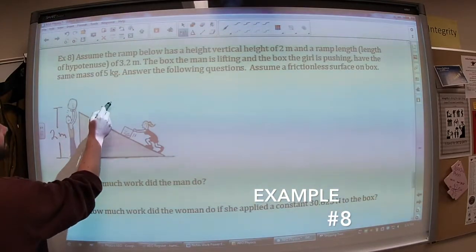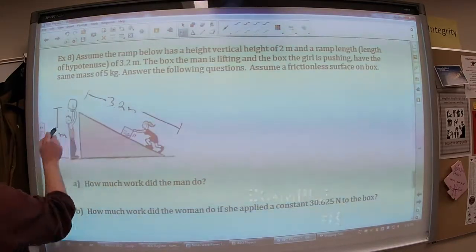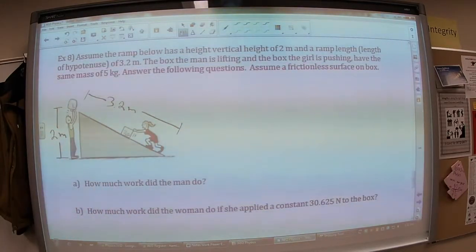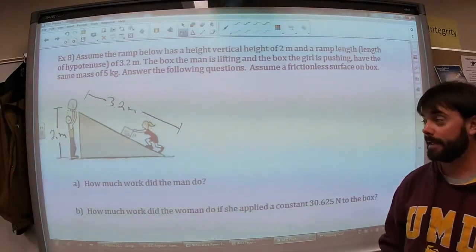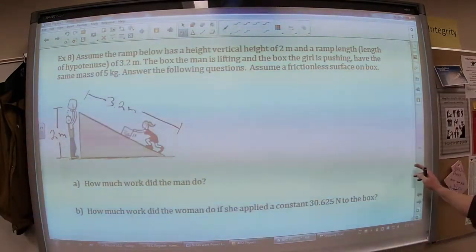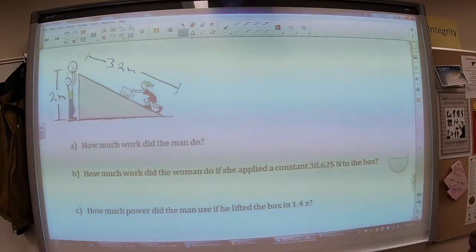He just picks it up a distance of 2 meters. The girl, on the other hand, is going to use the ramp, and she is going to push the block up the ramp, and that's at a length of 3.2 meters. With this, assuming that everything's frictionless, we're going to try to answer some of the questions down below. Now they're broken up quite nicely. They're trying to break these into pieces so that we can more easily solve for work or power.